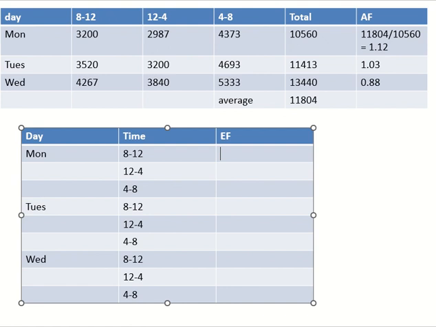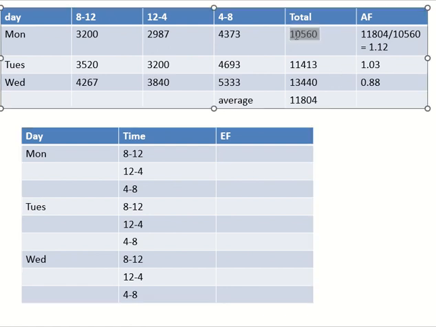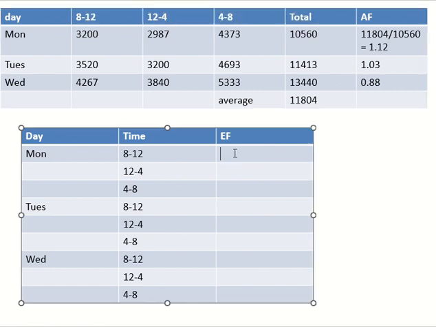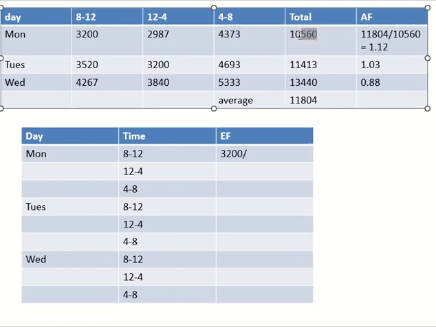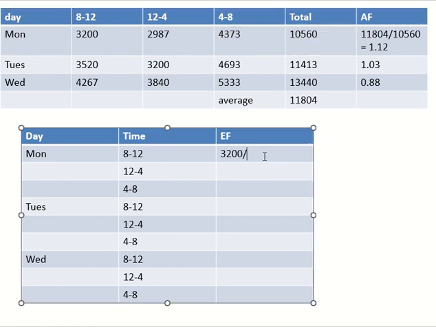The expansion factor is, you take the total of the day, which is this value, and the value for those hours will be divided by the total. So if I'm doing it for Monday 8 to 12, then I'll take the traffic of Monday 8 to 12 divided by the total of Monday, which is this one. How much?